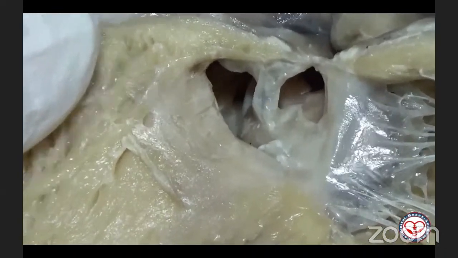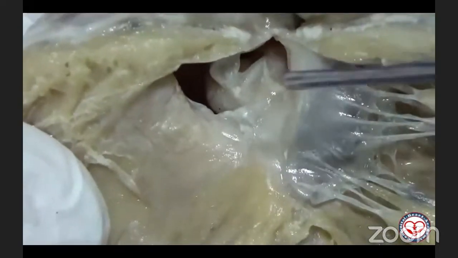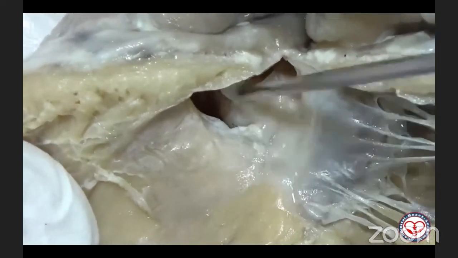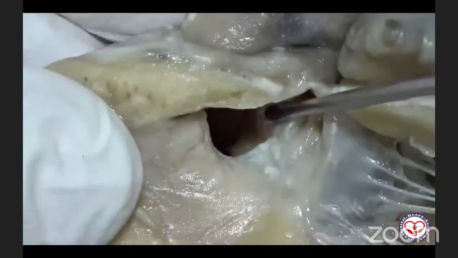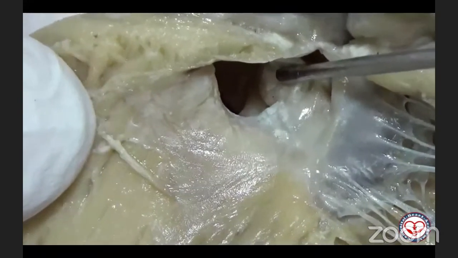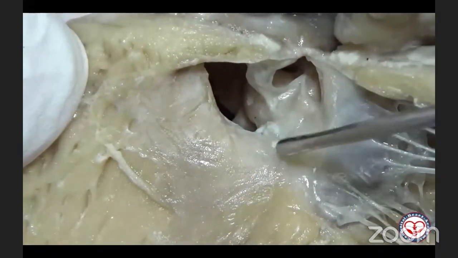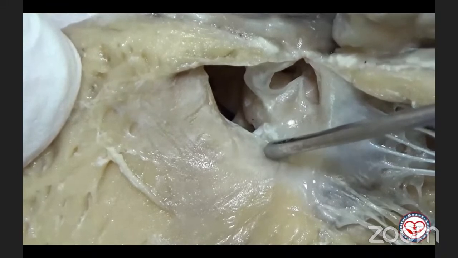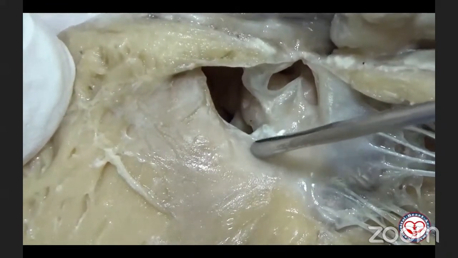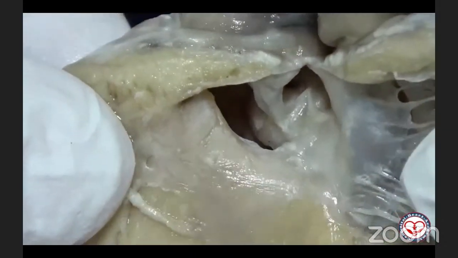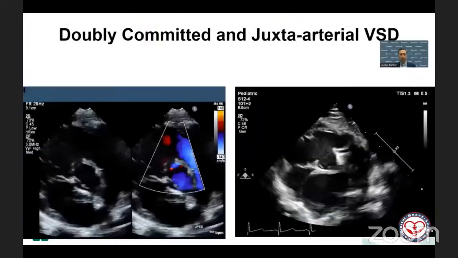And when we look at the posterior inferior border of the defect, this is where we see our tricuspid to mitral valve fibrous continuity, rendering this as a perimembranous ventricular septal defect. The conduction tissue or the left bundle branch will emerge along this posterior inferior border of the defect and then ramify over the septal surface of the left ventricle.